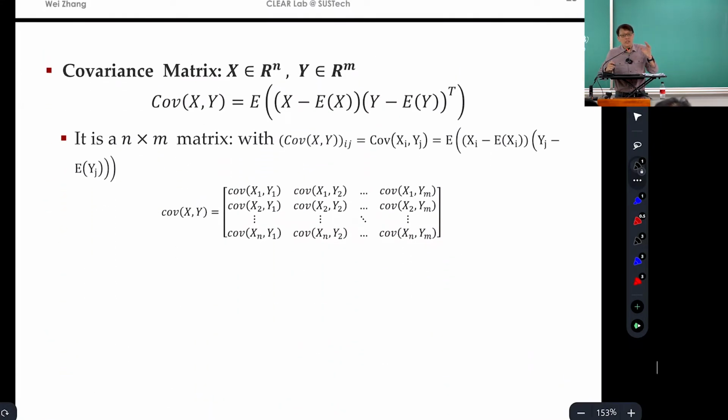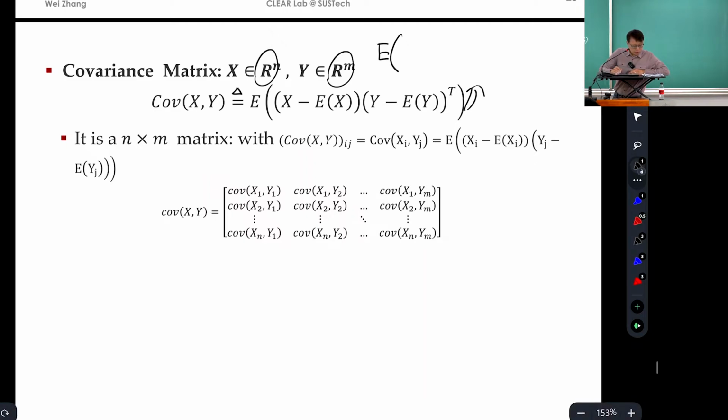Now I'm going to introduce the covariance matrix. I'm going to draw a triangle here. What does this mean, Xiaohan? Definition. Definition means it's defined this way, right? Okay. So now X is in R^n, Y is in R^m. They are vectors. So by this definition, I know this is what?